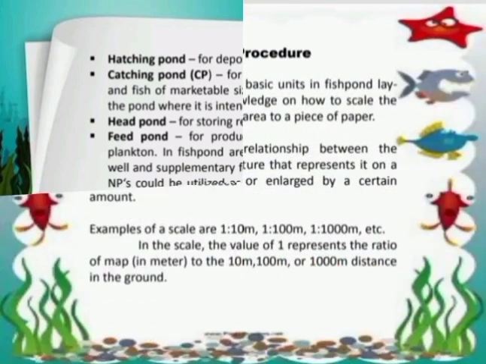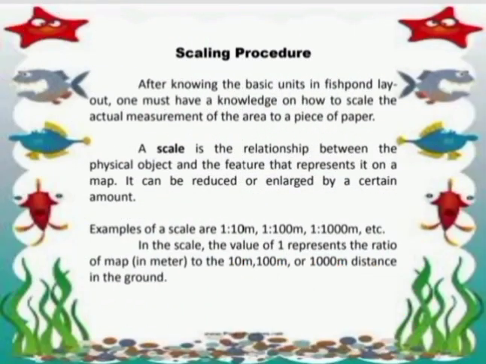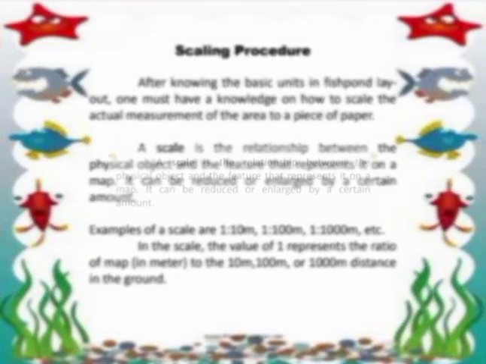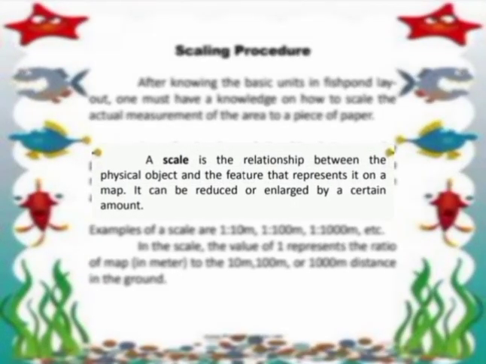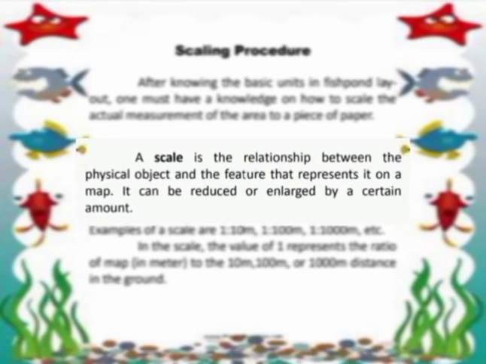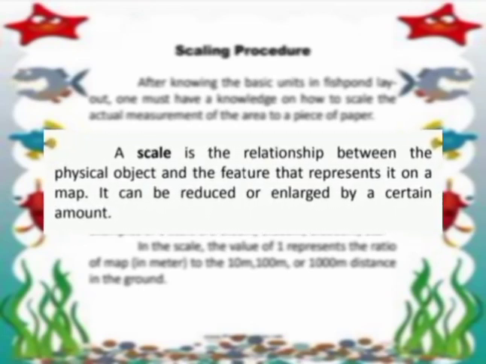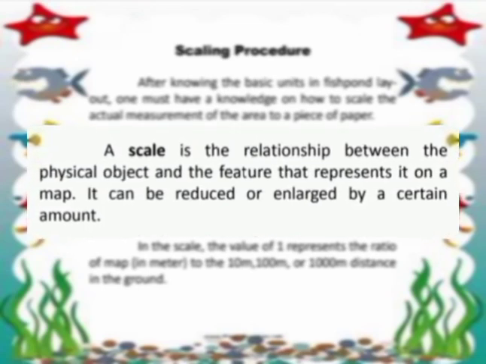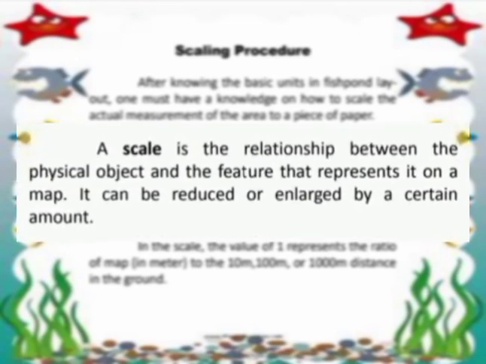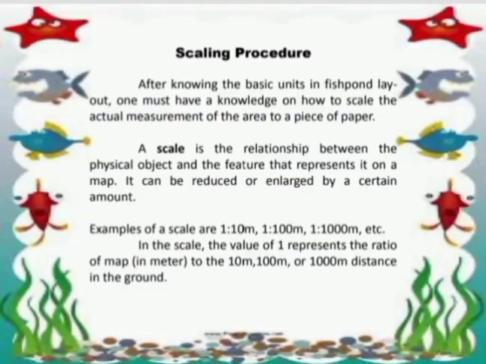So next is the scaling procedure. After knowing the basic units in the fish pond layout, one must have knowledge on how to scale the actual measurement of the area to a piece of paper. A scale is the relationship between the physical object and the feature that represents it on a map. It can be reduced or enlarged by a certain map. There will be an example shown in the picture.